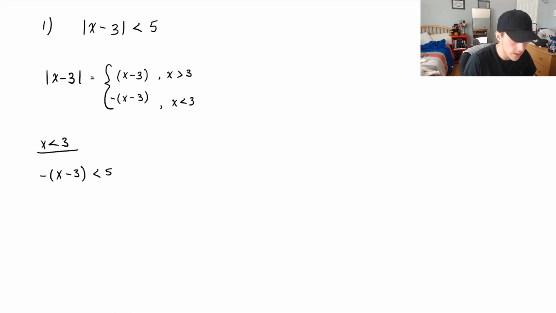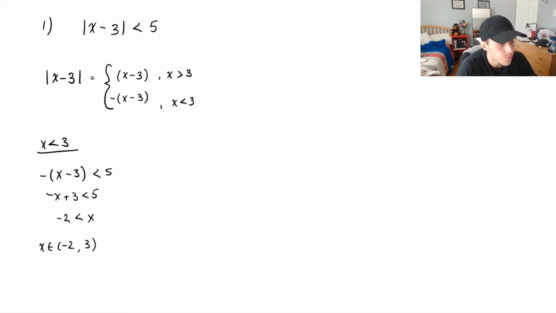Now we can solve this like a very simple inequality. Negative x plus 3 is less than 5. Let's do 3 minus 5 is negative 2. And let's move the x to the other side, so plus x on both sides, and we get x must be greater than negative 2. And this is the solution to the inequality when x is less than 3. So the solution to the inequality when x is less than 3 is when x is greater than negative 2. So that's telling us that x is between negative 2 and 3.